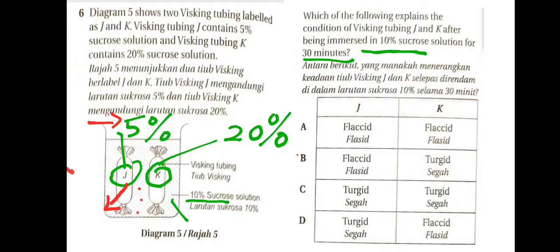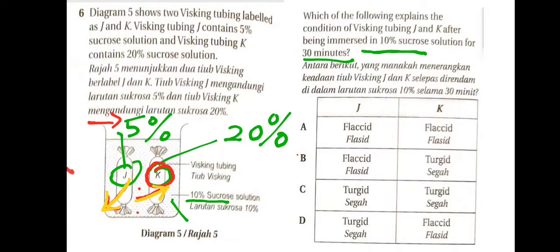Understand? Compared to K, which is the most concentrated because of 20% sucrose, its concentration of water is lower. So what happens? Water from outside will move into visking tubing K by osmosis. So now we know that J moves out and K moves in. So let us find the answer here.